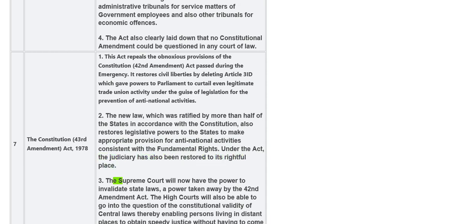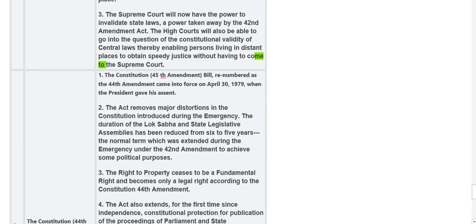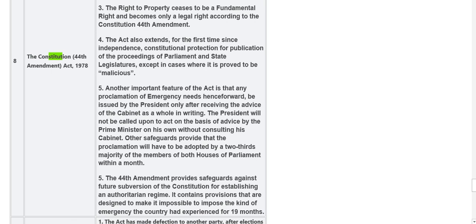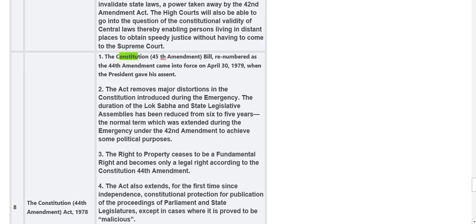Under the Act, the judiciary has also been restored to its rightful place. 3. The Supreme Court will now have the power to invalidate state laws, a power taken away by the 42nd Amendment Act. The High Courts will also be able to go into the question of the constitutional validity of central laws, thereby enabling persons living in distant places to obtain speedy justice without having to come to the Supreme Court. 8. The Constitution 44th Amendment Act, 1978.